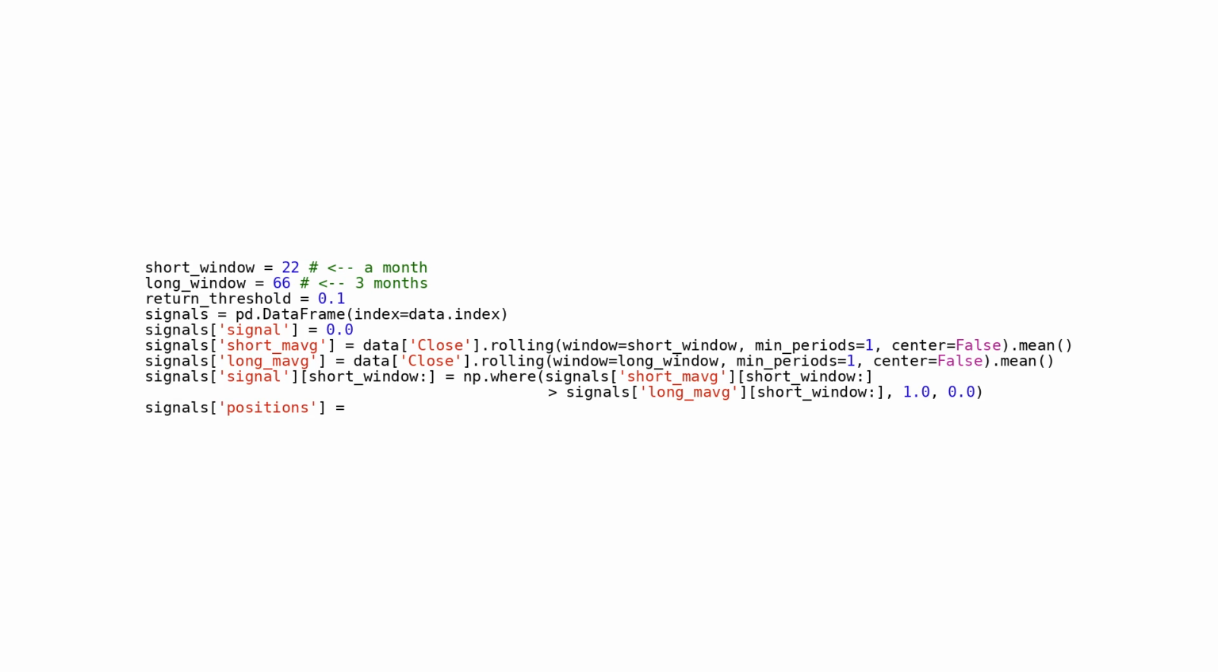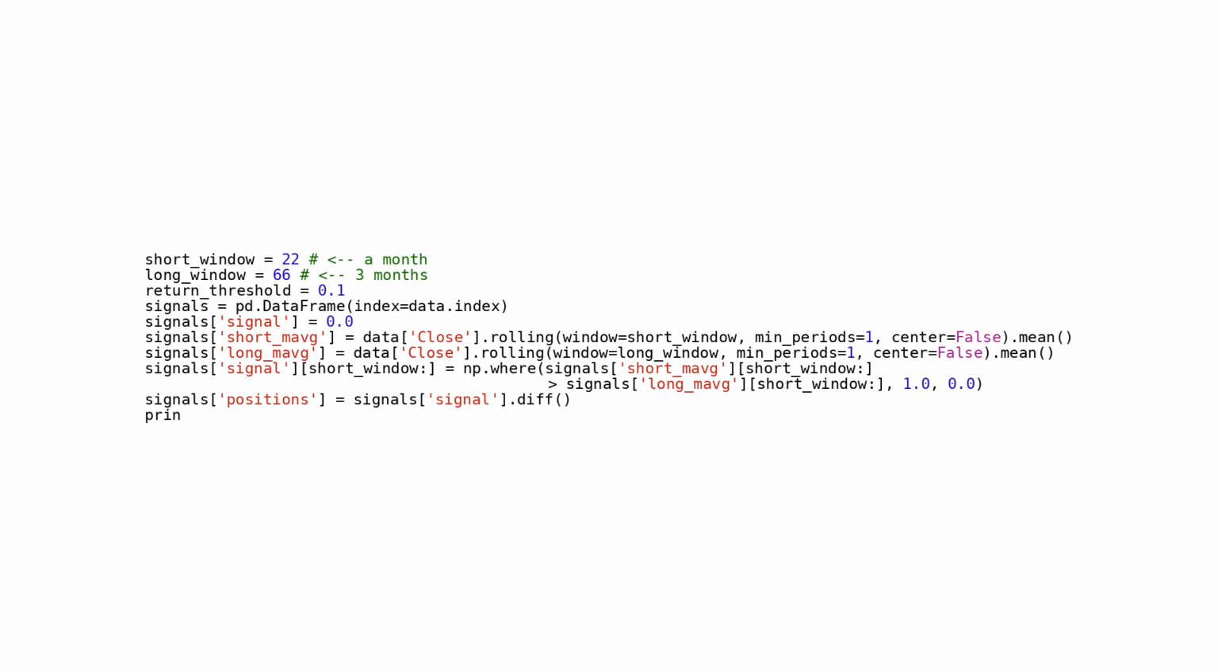6. Calculate the difference between consecutive signal values to determine the position taken, e.g., entering or exiting a trade, and store this information in the positions column. 7. Print the signals data frame displaying moving averages, buy, sell signals, and positions according to the strategy.